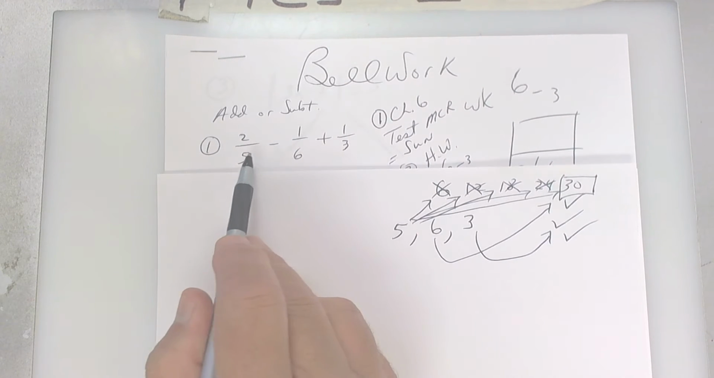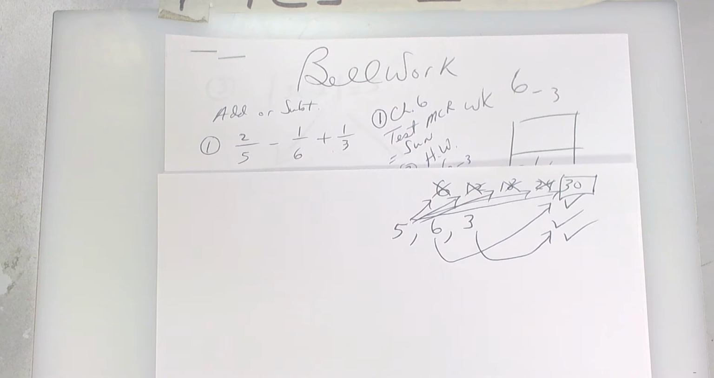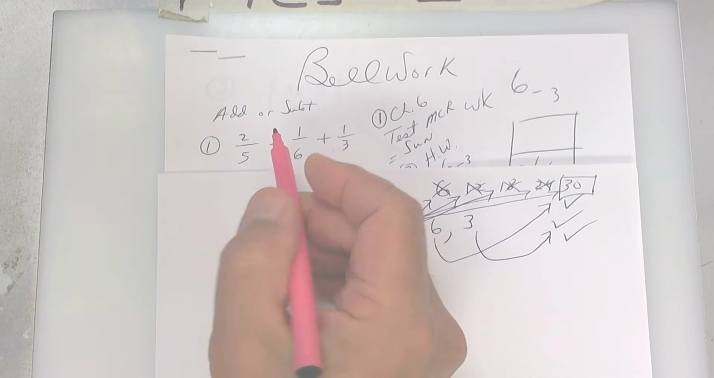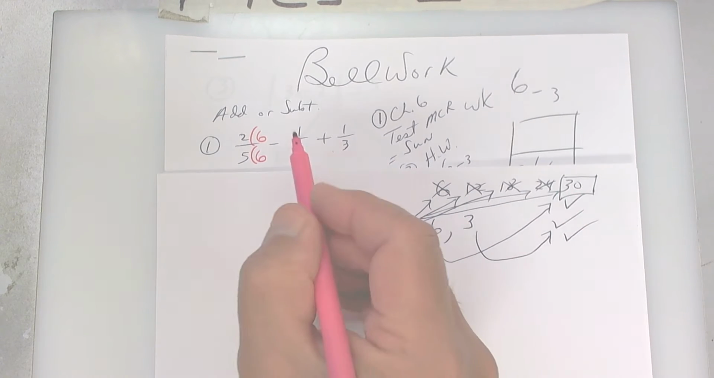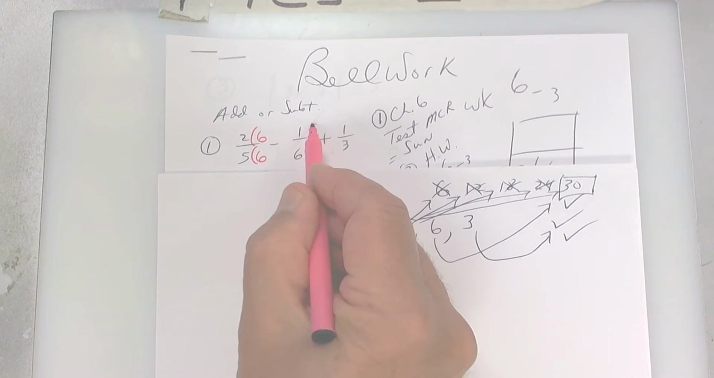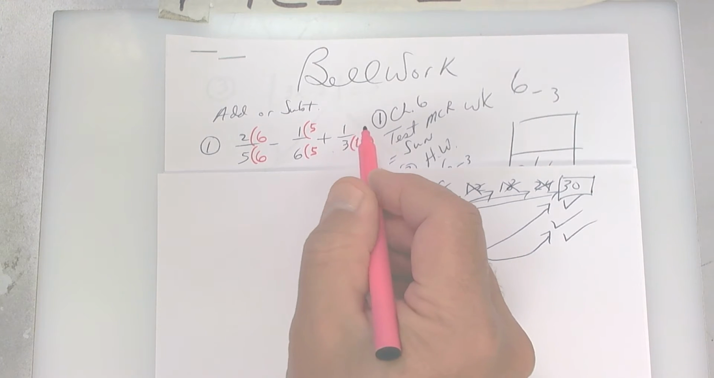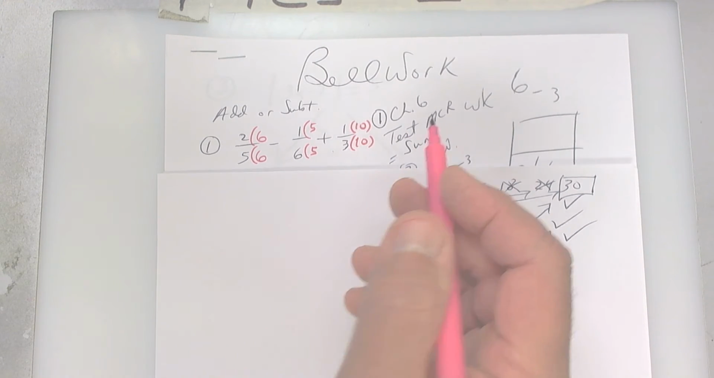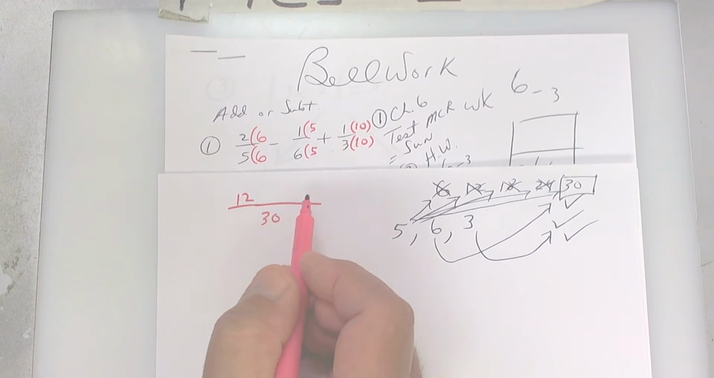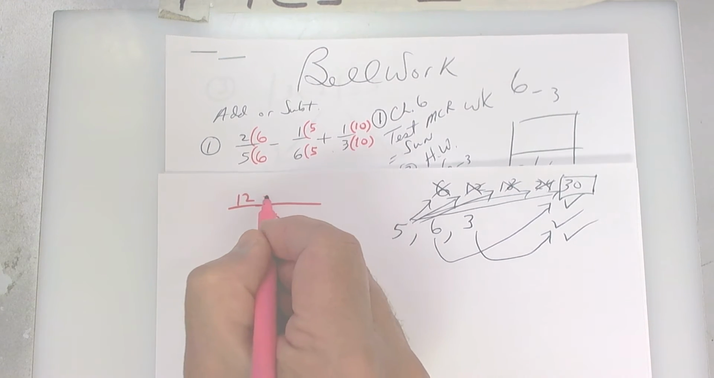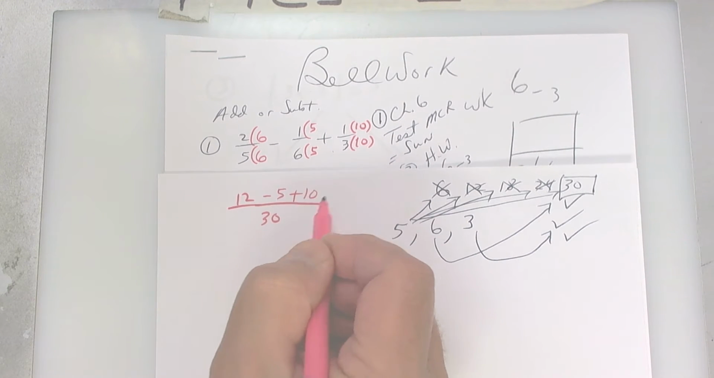So you're trying to make each one of these a 30. So what you want to do, and I'm going to use a different color here, 5 times 6 is going to give you 30. 6 times 5 is going to give you 30. And 3 times 10 is going to give you 30. So you should have 12 over 30 minus 5 over 30 plus 10 over 30.